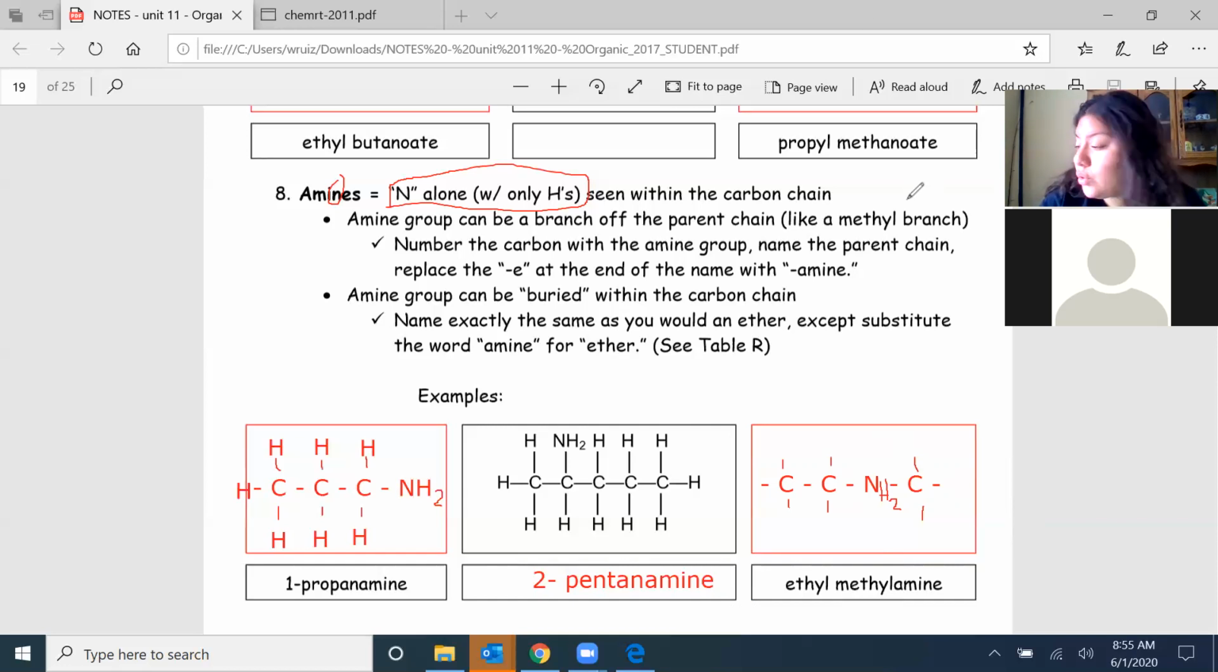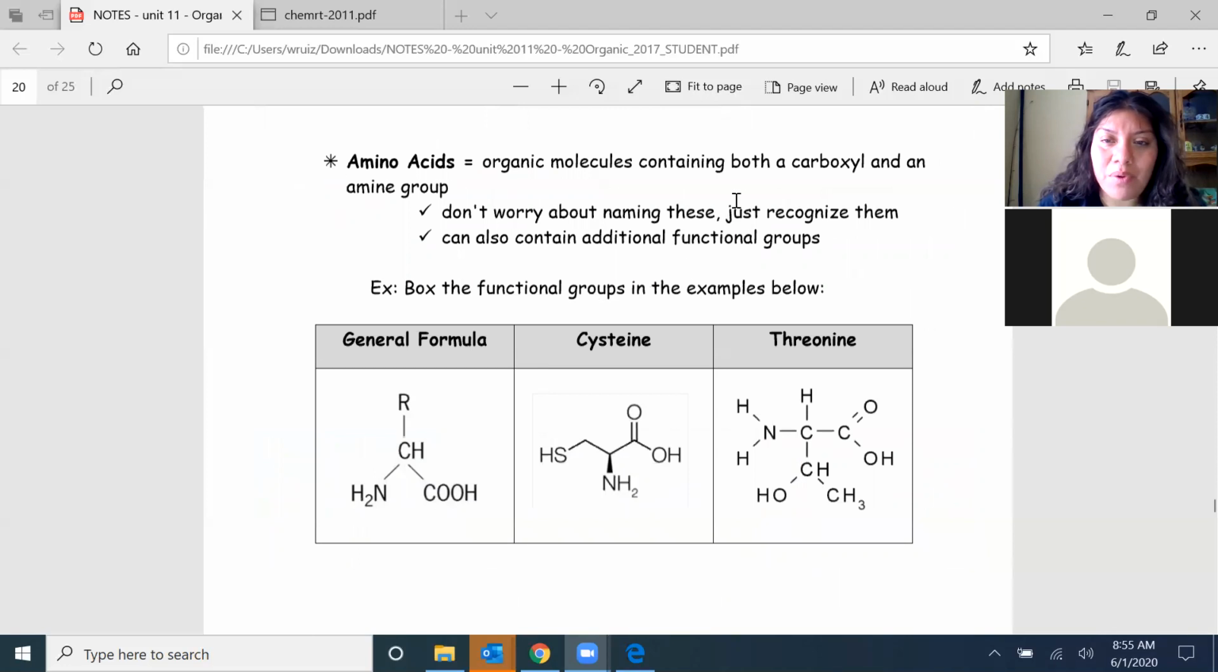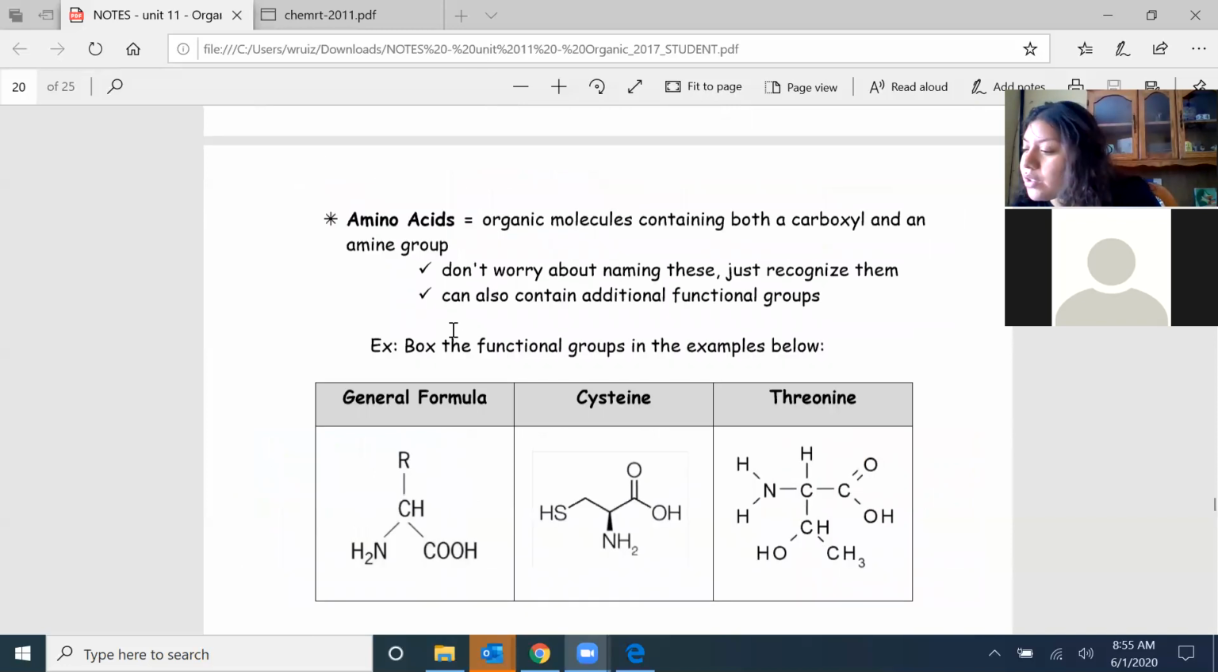So the next one on page 242, there's actually not really notes for it. Organic acids that have both a carboxyl and an amine group. A carboxyl group is the C double bonded to an O and an OH. And an amine group is just the NH2. You just have to recognize it, but there's no memorization with these. So I wouldn't worry about them too much. And they're not going to be on your exam for me.